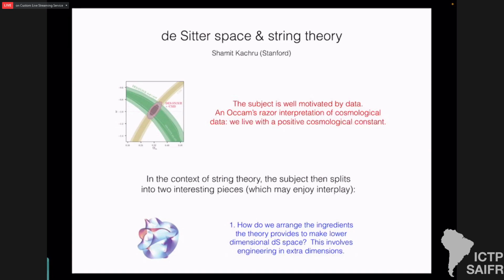So in the context of string theory, if you're faced with this, the subject sort of splits into two interesting pieces, and the two interesting pieces could enjoy interplay. Okay, so one of them is, how do we arrange the ingredients in the theory to make lower dimensional de Sitter space? We don't live in 10 dimensions. We'd like to make, for instance, 4-dimensional de Sitter space. So I'll always parochially restrict my formulas to that. But how do we do that? Can we do that? And that really, in a glorified sense, just involves engineering in extra dimensions. There are rules. We know a lot of the rules. It's a question of engineering.